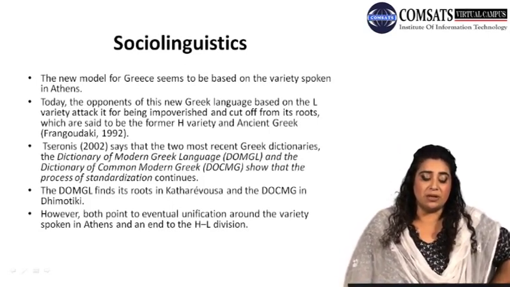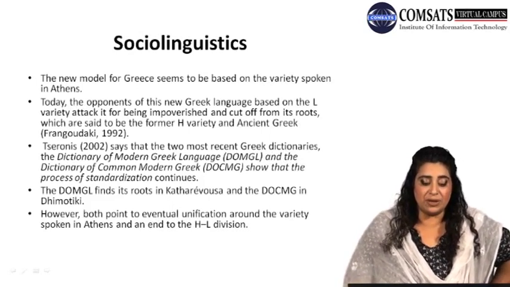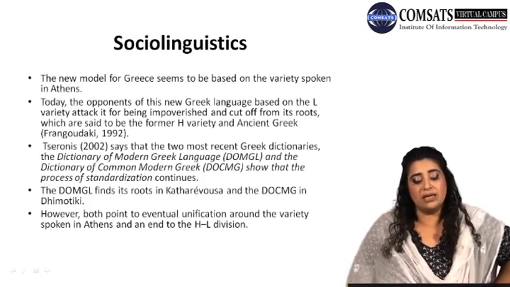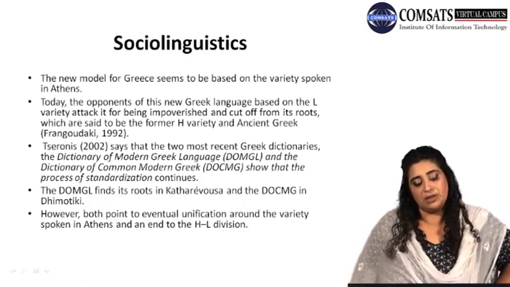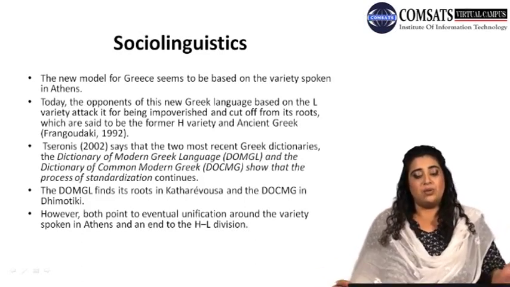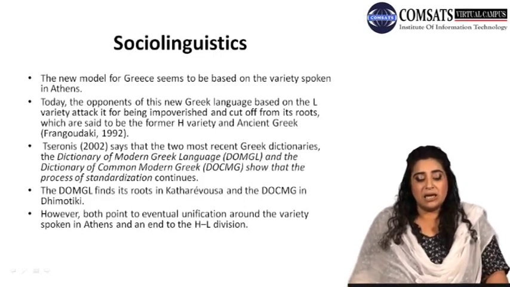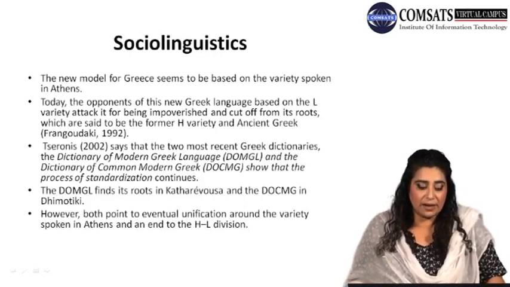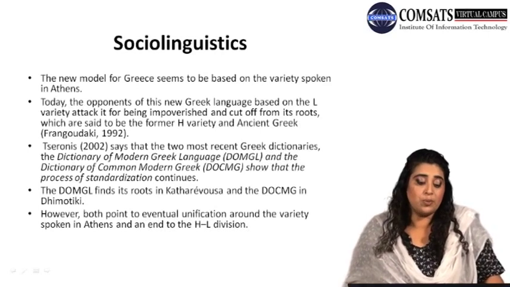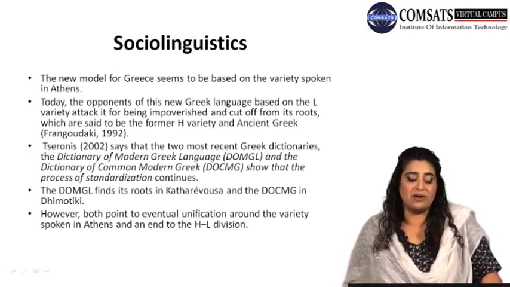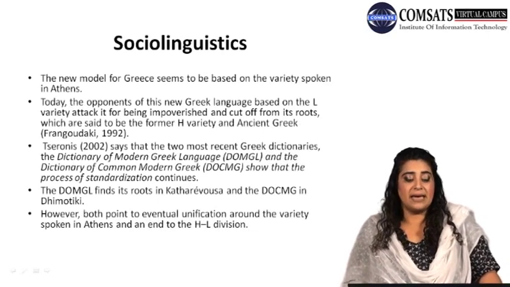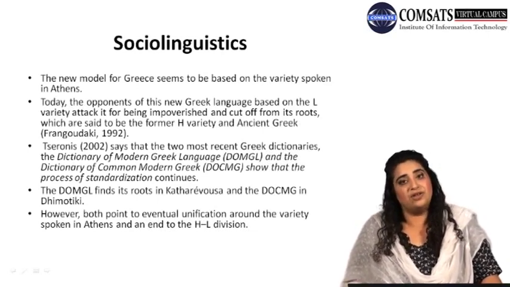So the Dictionary of Modern Greek Language finds its roots in Katharevousa, that means the H variety, and the Dictionary of Common Modern Greek would find its roots in Demotiki, which would be the L variety. Now, however, both point to eventual unification around the variety spoken in Athens and to the H and L division.